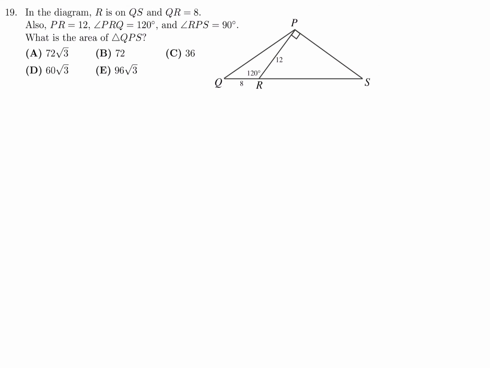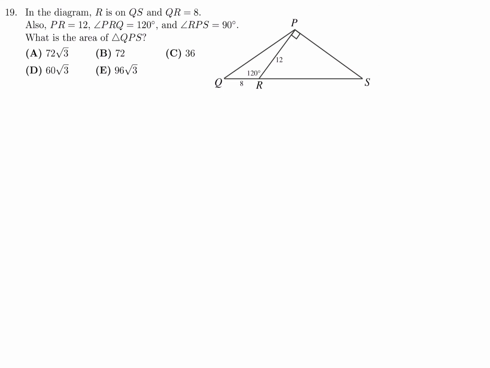In the diagram, R is on QS. QR is equal to 8. PR is equal to 12. PRQ is 120. And RPS is 90. What is the area of QPS? QPS. Okay, so the big triangle is the area they want us to figure out. All right.